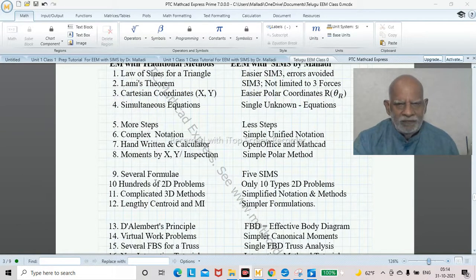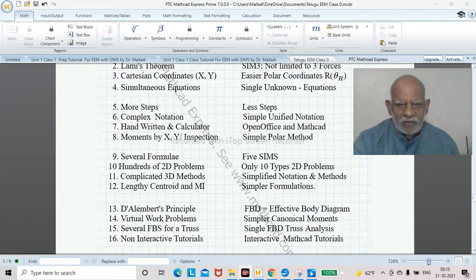Several formulae, only 5 sims, and hundreds of 2D problems. Some books claim that you have solved 600 problems, etc. Here, you use only simplified notation and only 10 types of problems are solved, and by changing the data, you can get hundreds of problems. Now, complicated 3D methods, IJK.